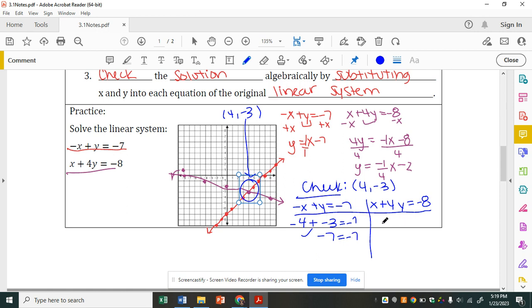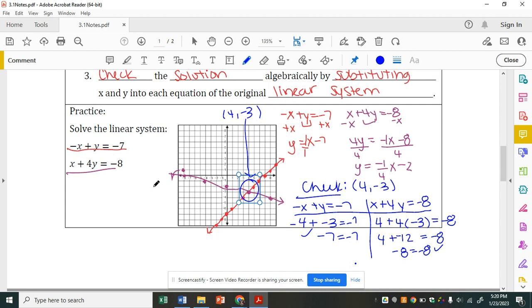I still need to double check that it's a solution to my second equation too. So I'm going to plug in 4 for x. I'm plugging in negative 3 for y, and hopefully all of that equals negative 8. 4 times negative 3 is negative 12. So you can put 4 minus 12, or you can do 4 plus negative 12. Either way, both of those will tell you that negative 8 is equal to negative 8. So because this solution works in both of these equations, this is my solution to this system.